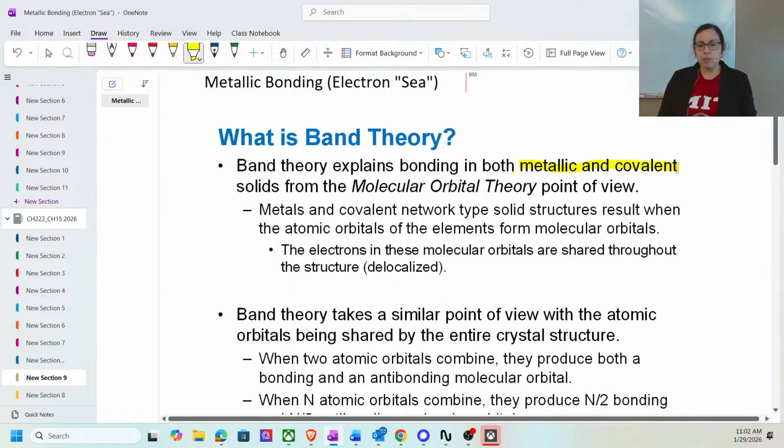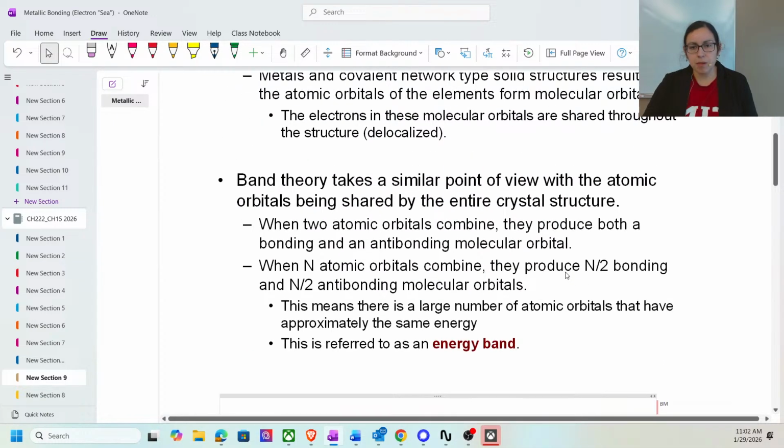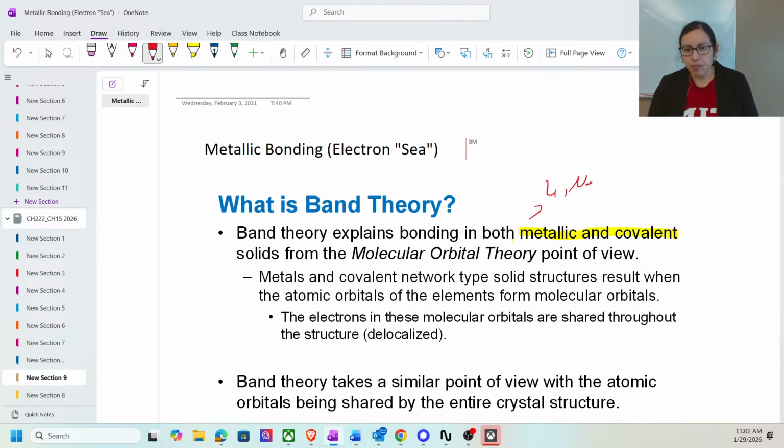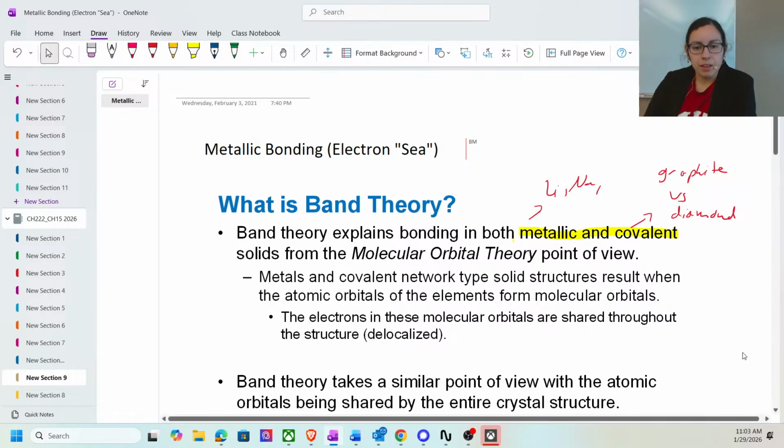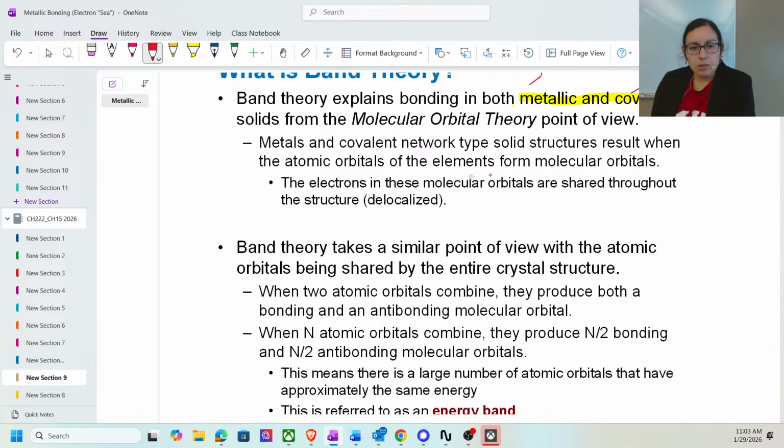We want to be able to look at metallic solids. Your book gives it as lithium metal or different metals. So why are metals conductive? And then we also want to understand the properties of covalent compounds, which the paper will tell us more about, like graphite versus diamond in terms of conductivity.